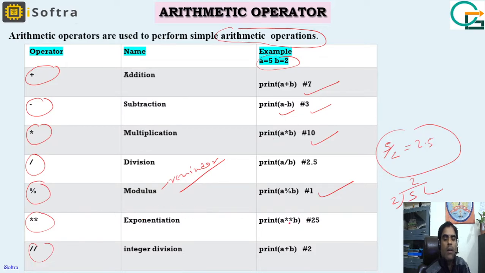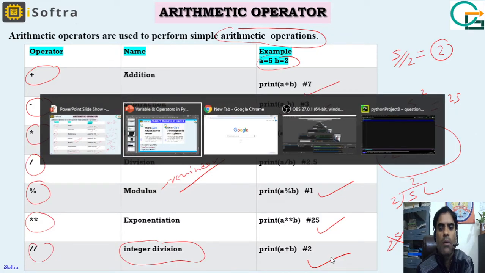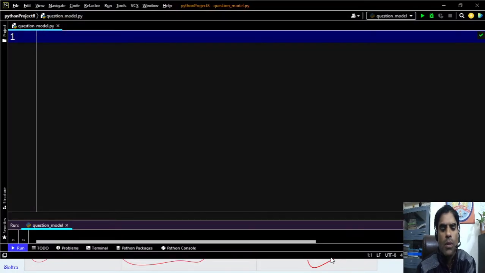Exponential is power of a to b, where a is 5, so 5 to the power 2, that is 25. So the result is 25. Here this is integer division. Integer division means it will avoid the floating part. So 5 integer division 2 gives only 2 as the answer. So we will do the practical demonstration of this in PyCharm. So I am going to PyCharm. So let's start.